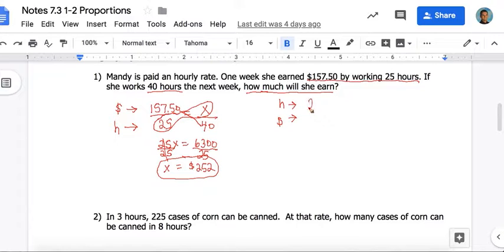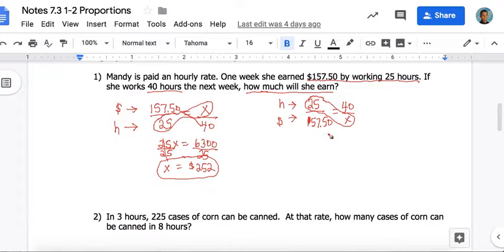So we know that 25 hours, they make 157.50. And we want to know 40 hours makes how much? Circle the number diagonal to the x, and what do you notice? Hopefully you notice the same number is diagonal to the x. Therefore, this is another way to write a proportion for this word problem. And if you look at it closely, all this is just the flip of this one.